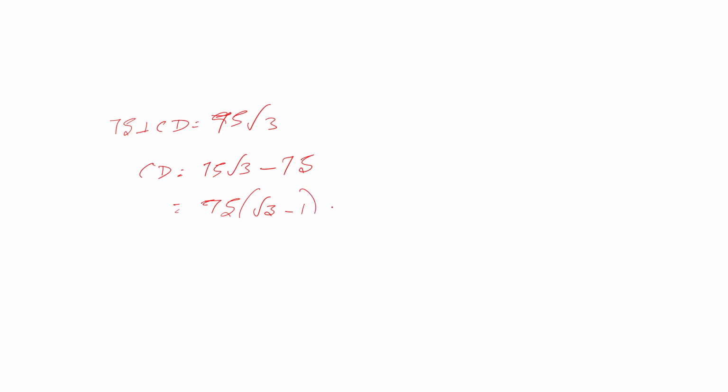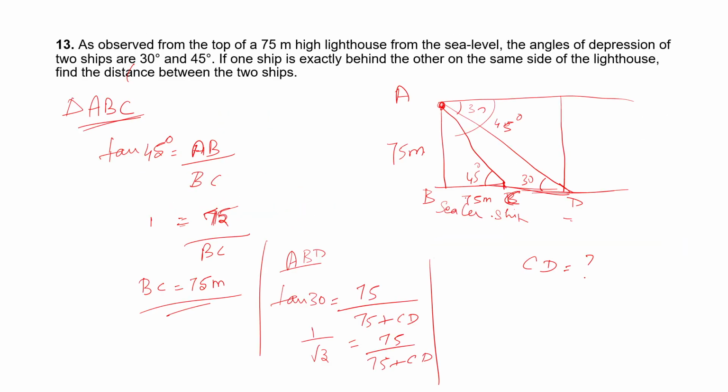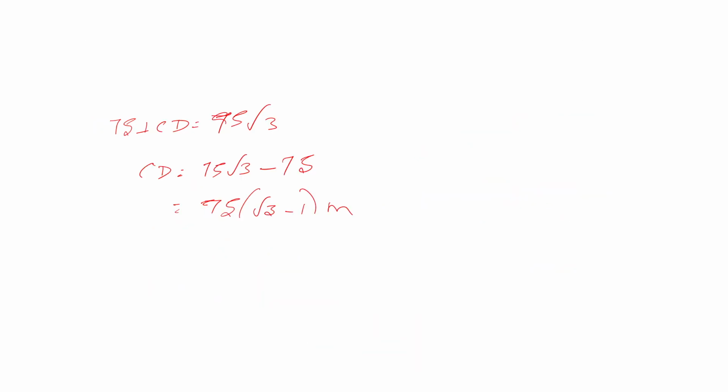That's it. This is the question asked. CD is asked, between the two ships. So CD is 75 into root 3 minus 1.